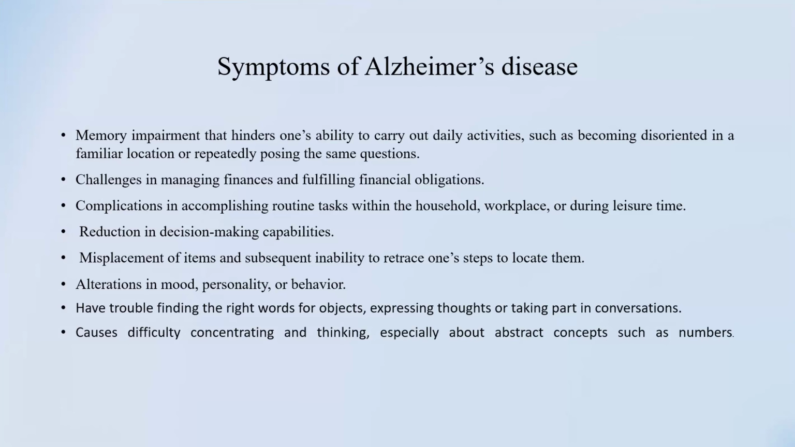Symptoms of Alzheimer's disease: memory impairment, challenges in managing tasks, reduction in decision making, misplacement of items and subsequent inability to retrace one's steps to locate them, trouble finding the right words or objects, expressing thoughts or taking part in conversation, and difficulty concentrating and thinking about abstract concepts such as numbers.